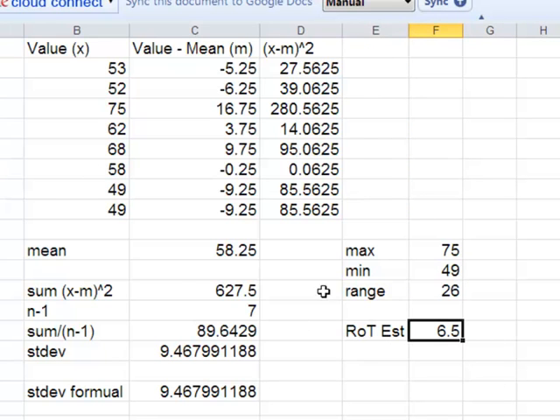So those are the things that I showed you yesterday. So that's standard deviation. I hope you enjoyed it.